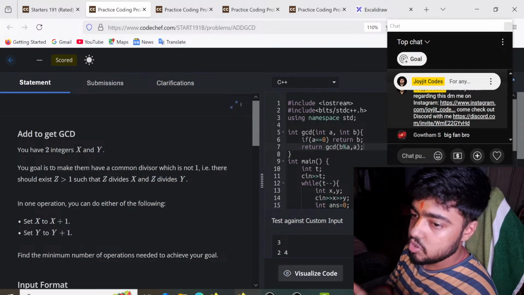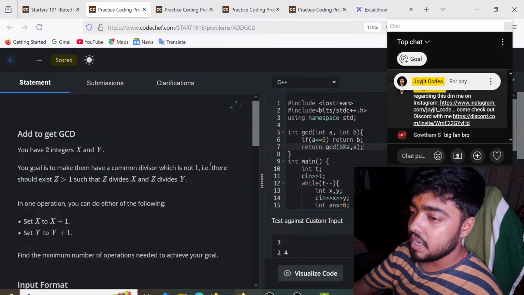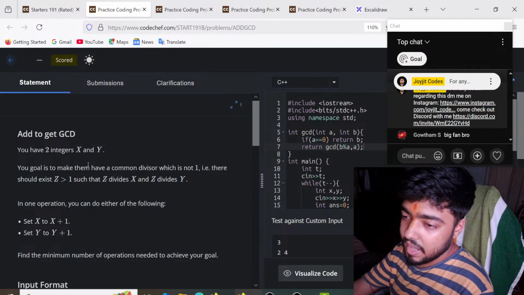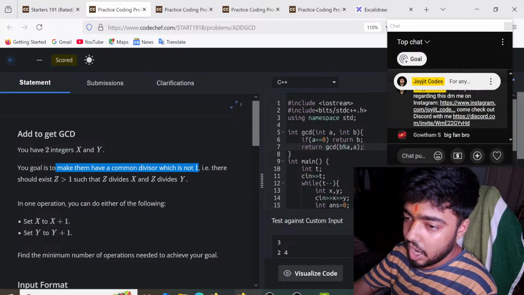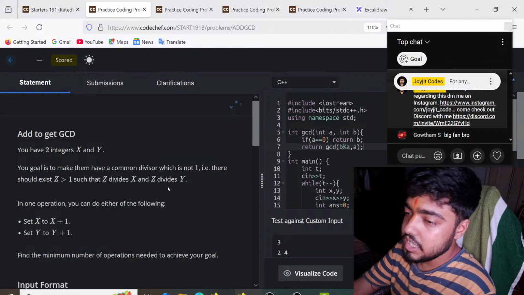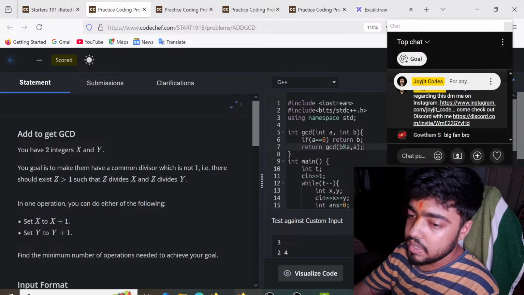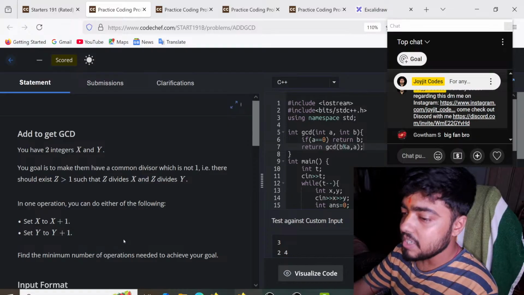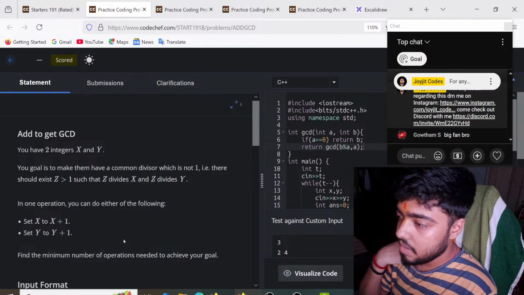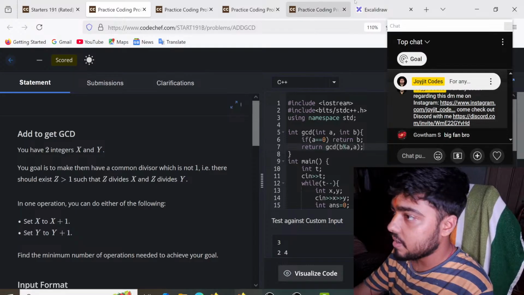Okay, you have to make them in such a manner that the common divisor, the GCD, is not 1. In one operation, you can either set x as x plus 1 or set y as y plus 1. That is, you can increment x or y in one operation. Find the minimum number of operations to achieve that.